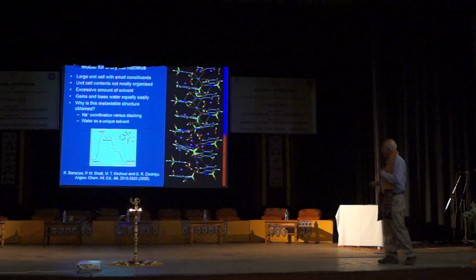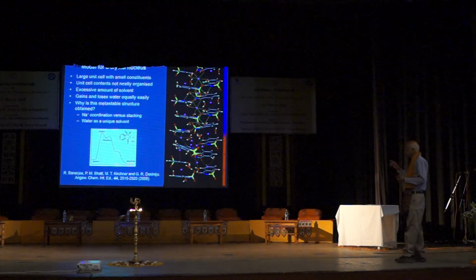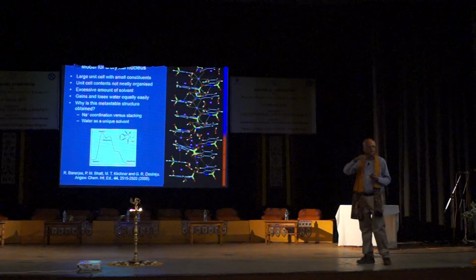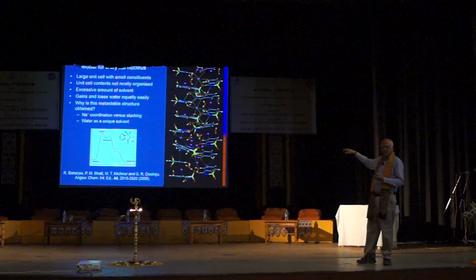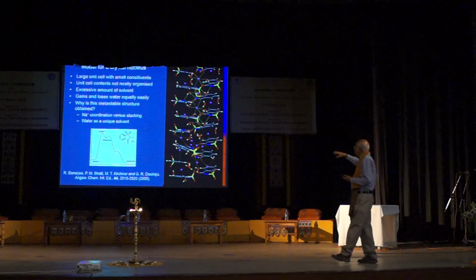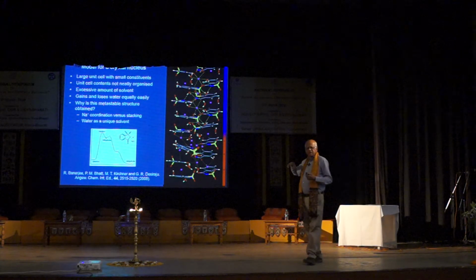Crystal nucleus. This of course is work that was done by Rahul Banerjee, who is now in IISER Calcutta, and a pretty famous researcher in his own right. But this is something he did when he was a PhD student. A model for a crystal nucleus.